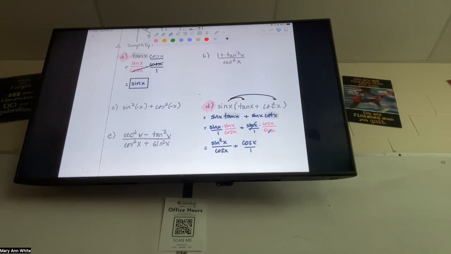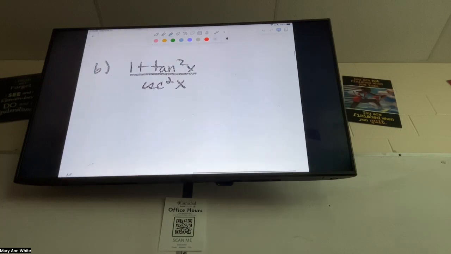Let's jump in on letter B first, okay? I told you one trick was to find everything in terms of sine and cosine. Another trick is to just go to your identity sheet. Do you see any of these on your identity sheet? Do you see 1 plus tan squared anywhere on your identity sheet? What's that the same thing as? Secant squared. So 1 plus tan squared is the same thing as secant squared.